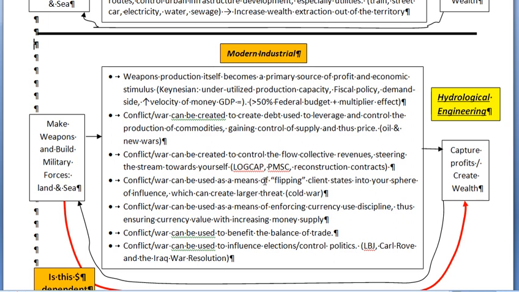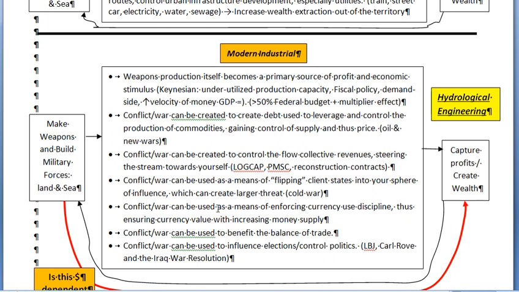Conflict war can be used as a means of flipping client states into your sphere of influence, which can then create a larger threat, let's say a larger Cold War between superpower countries. Again, these will have to be explained then. I know a lot of these are probably kind of vague to your understanding right now. You're not seeing a real example of how this is done. I'll give you real examples, but I can't give that to you now in this short introduction.